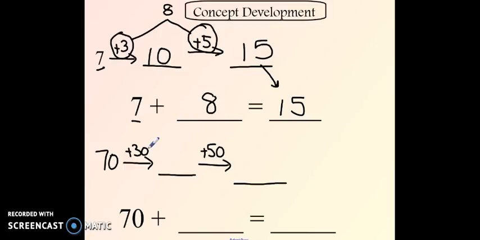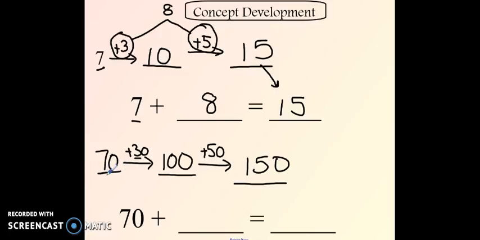Let's take a look at another one. Here I have 70 plus 30. 70 plus 30 will give me 100. Now 100 plus 50 equals 150. Now I'm going to write it as an equation.